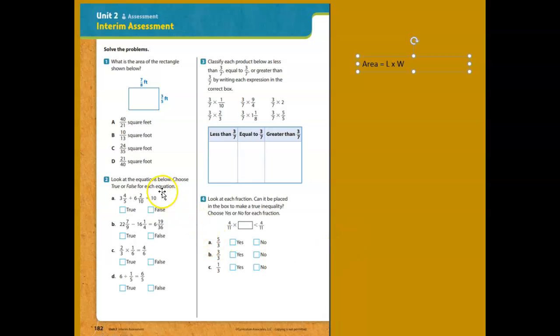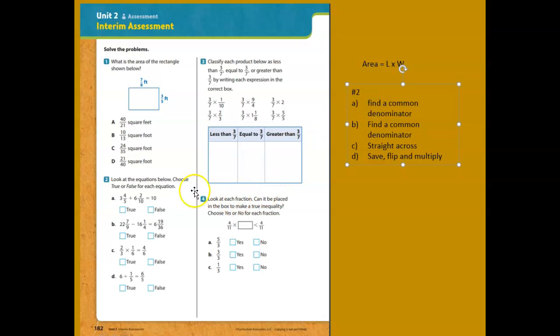Number 2, look at the equations below and choose true or false for each equation. I made just some little cheat notes for you. Number 2, A, which is this top one, you're going to have to find a common denominator because it's a plus. B, you're going to have to find a common denominator because it's a minus. C, you just multiply straight across. And D, remember to save the first number, flip the second number, and then multiply across and see if you get 6/5.